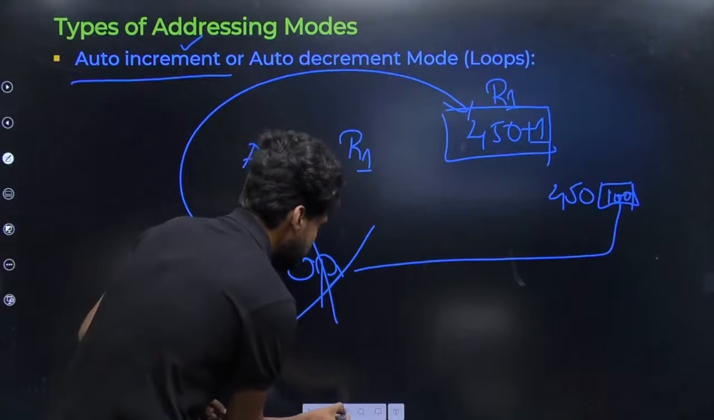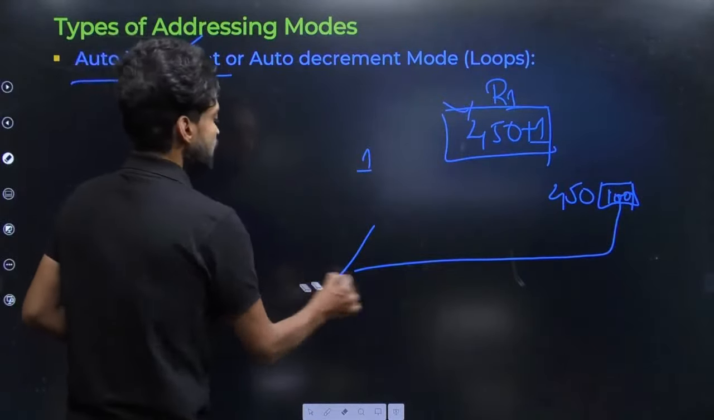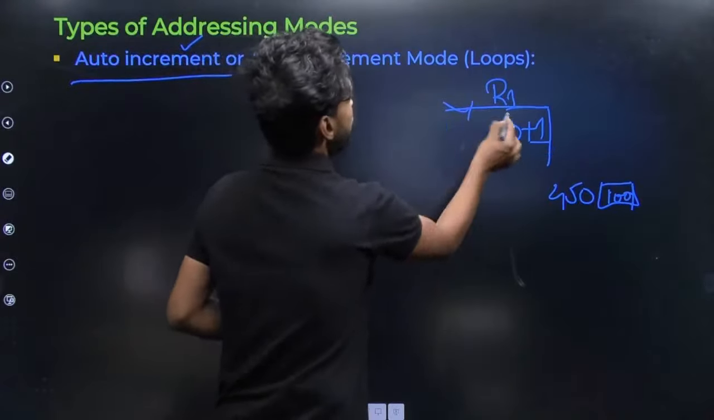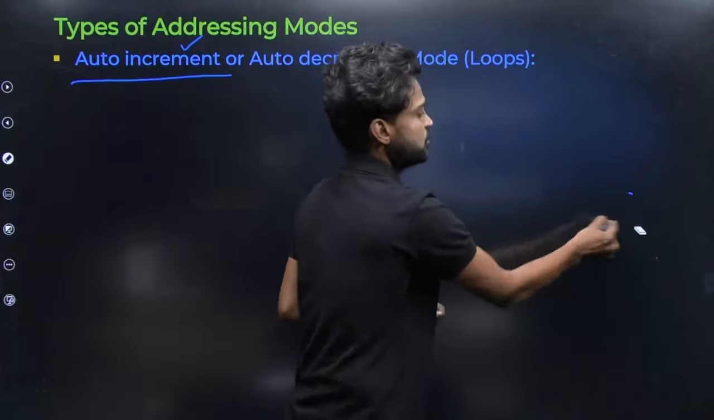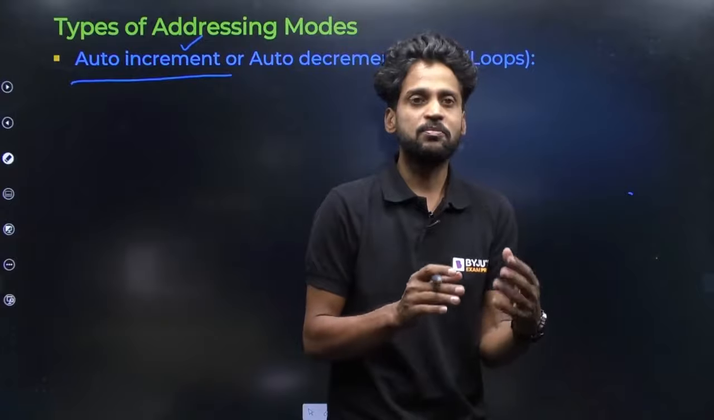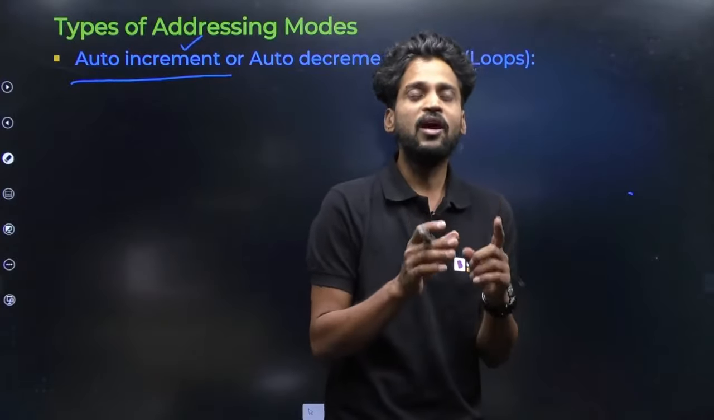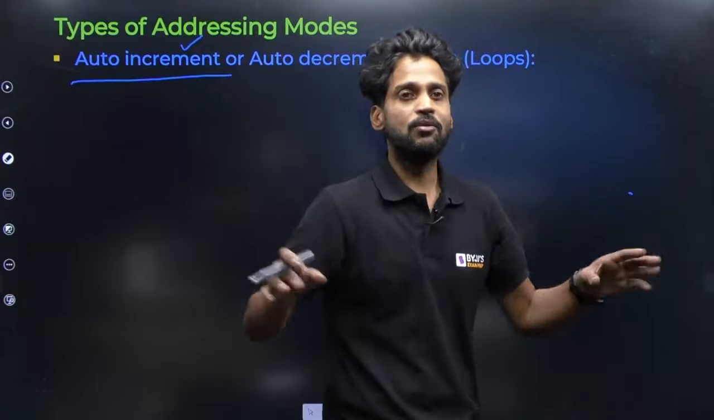Now, when it comes to auto decrement addressing mode, what exactly is going to happen is, not after the operation, but prior to performing the operation itself, we will go to the register that is specified within the instruction. We are going to decrement it, after which the operation is going to happen.